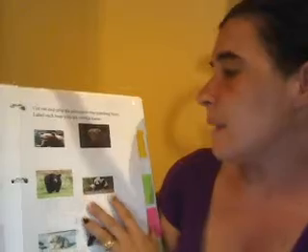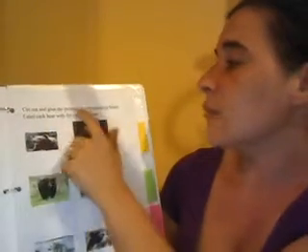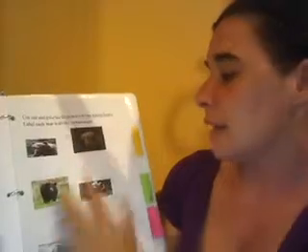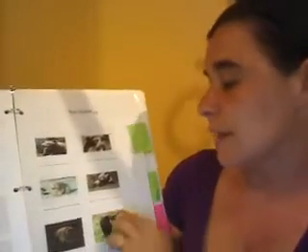And this is the page that goes with it. It tells them to cut out and glue the pictures to the matching bears. Label each bear with the correct name. So they're going to cut out these pictures, glue them on the matching bear, and then write the names.